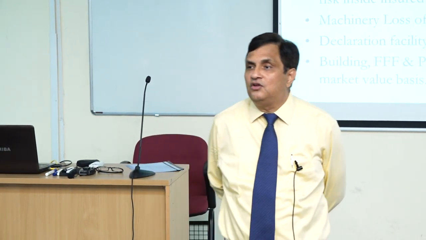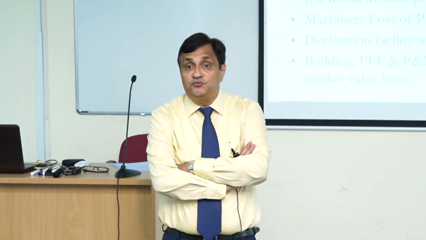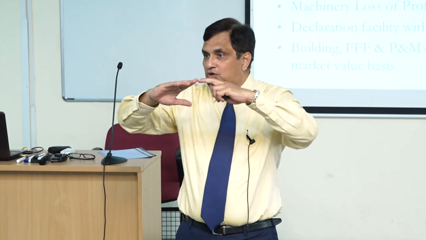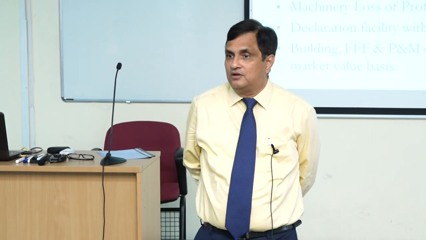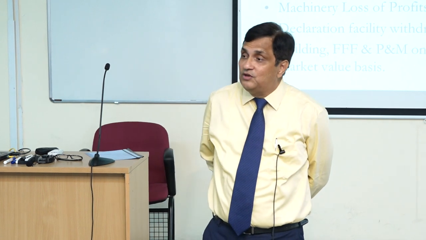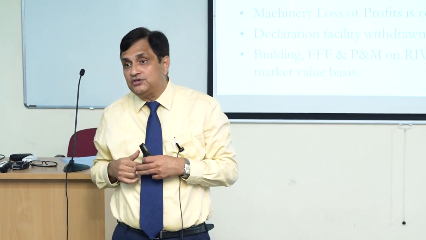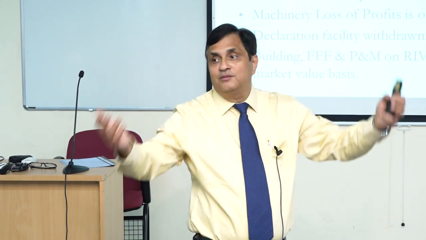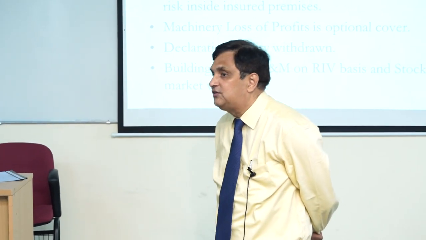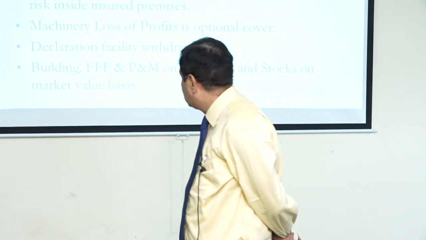The second important thing is, normally when you buy engineering insurance or machinery insurance, you can decide which machine you want to cover. If there are 10 machines, I don't need to cover all of them under machinery insurance. I can cover only one or two machines which are more prone to damage. Whereas when you take a fire policy, you have to cover everything. Similarly, in an IR policy, even for the machinery insurance section, you do not have an option. You have to cover all the machinery together. So these are some of the features of an IR policy. It's a package of various policies. Machinery loss of profits is an optional cover.